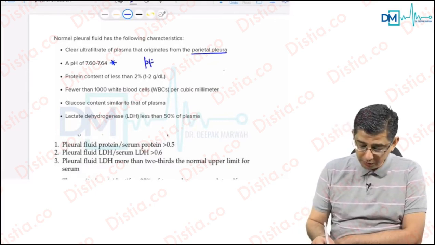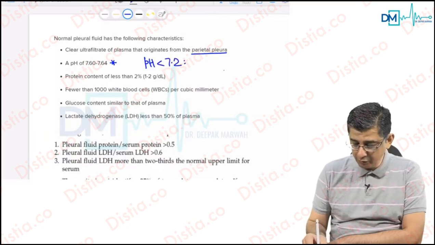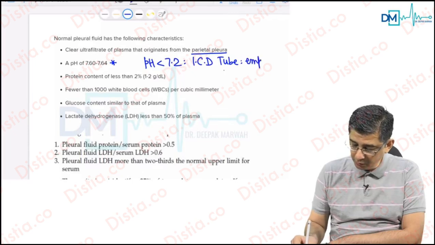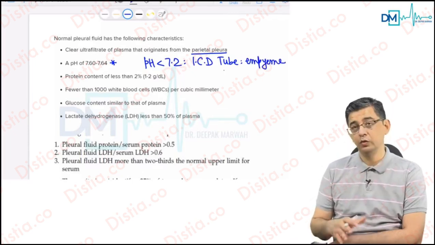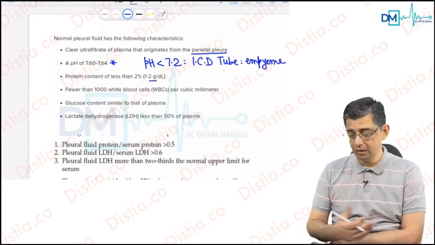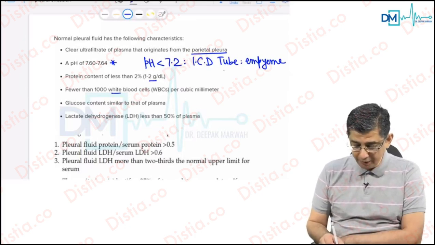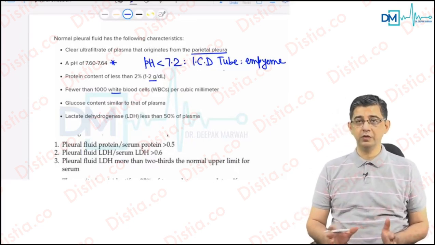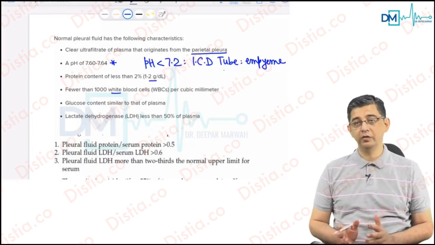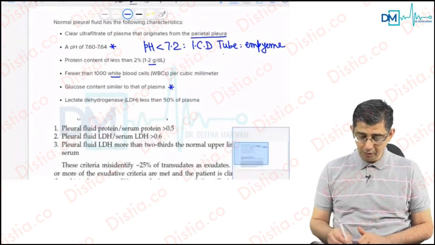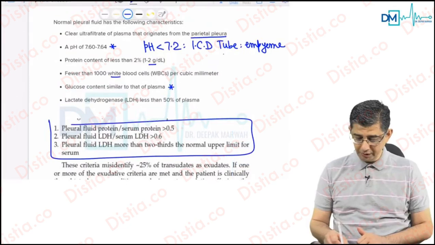In case you get a question where the pH of the pleural fluid is less than 7.2, it is definitely an indication for putting an intercostal drainage tube in an individual. Another indication for putting in an intercostal drainage tube that I've discussed with you is empyema lung. Pleural fluid protein of about 2 grams would be increased in an exudate. Normally the white blood cells can be present, but it would be mononuclear cells, not neutrophils. If neutrophils are present in large amount, it's a purulent fluid, it's obviously an exudate. Glucose content is similar to that of plasma. Remember, glucose is not included in the Light's criteria.